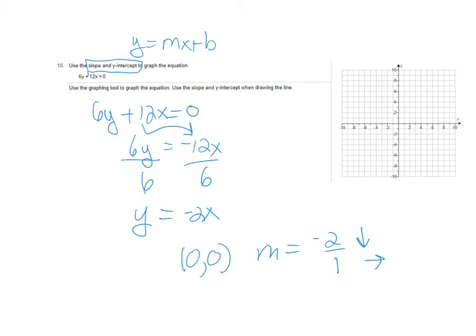So I'm going to start here at (0, 0). I'm going to move down 2 and to the right 1. I can reverse that and move up 2 and to the left 1. And there is our line.